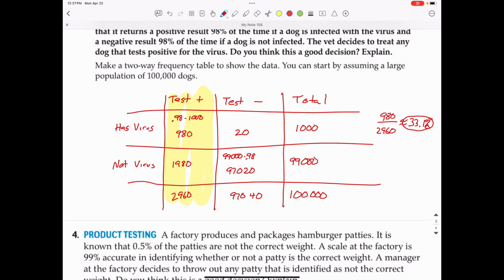Maybe there are some very serious side effects. But just because you get a positive test does not mean you automatically start treating these dogs. You probably need to test them multiple times to hopefully guarantee that they do have the virus. Hopefully they don't have the virus, obviously, but we want to make sure that we are not getting false positives.